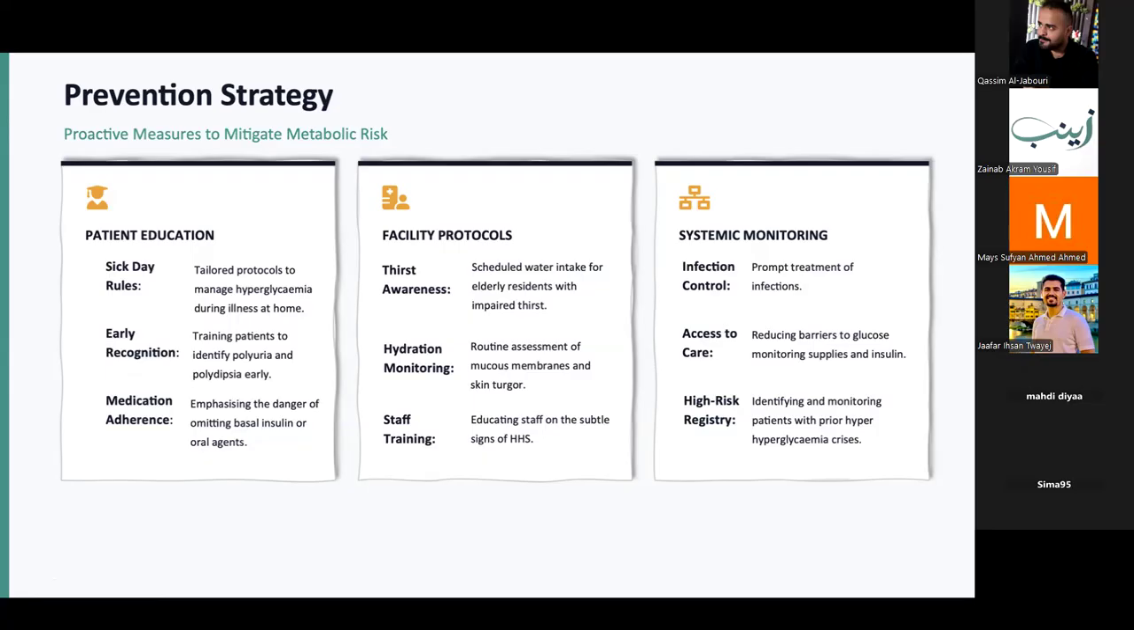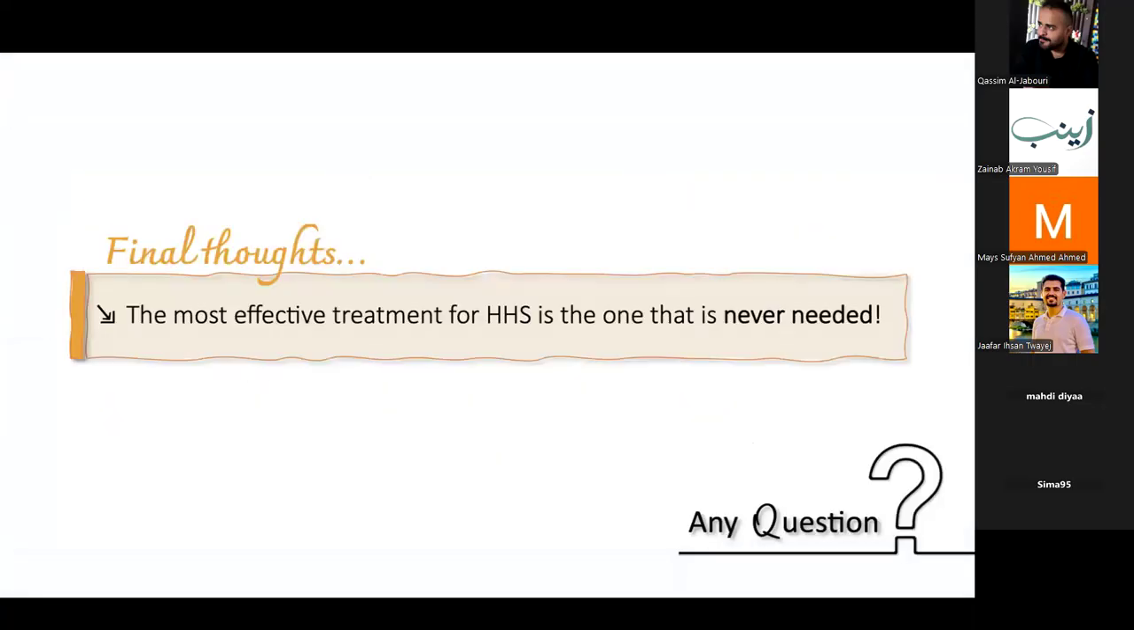It's important for care home residents to train the staff to recognize these features and then prevent complications, promptly treat infections, and monitor patients' blood sugars if they are in residential homes. Finally, the most effective treatment is the one that's never needed. Any questions?